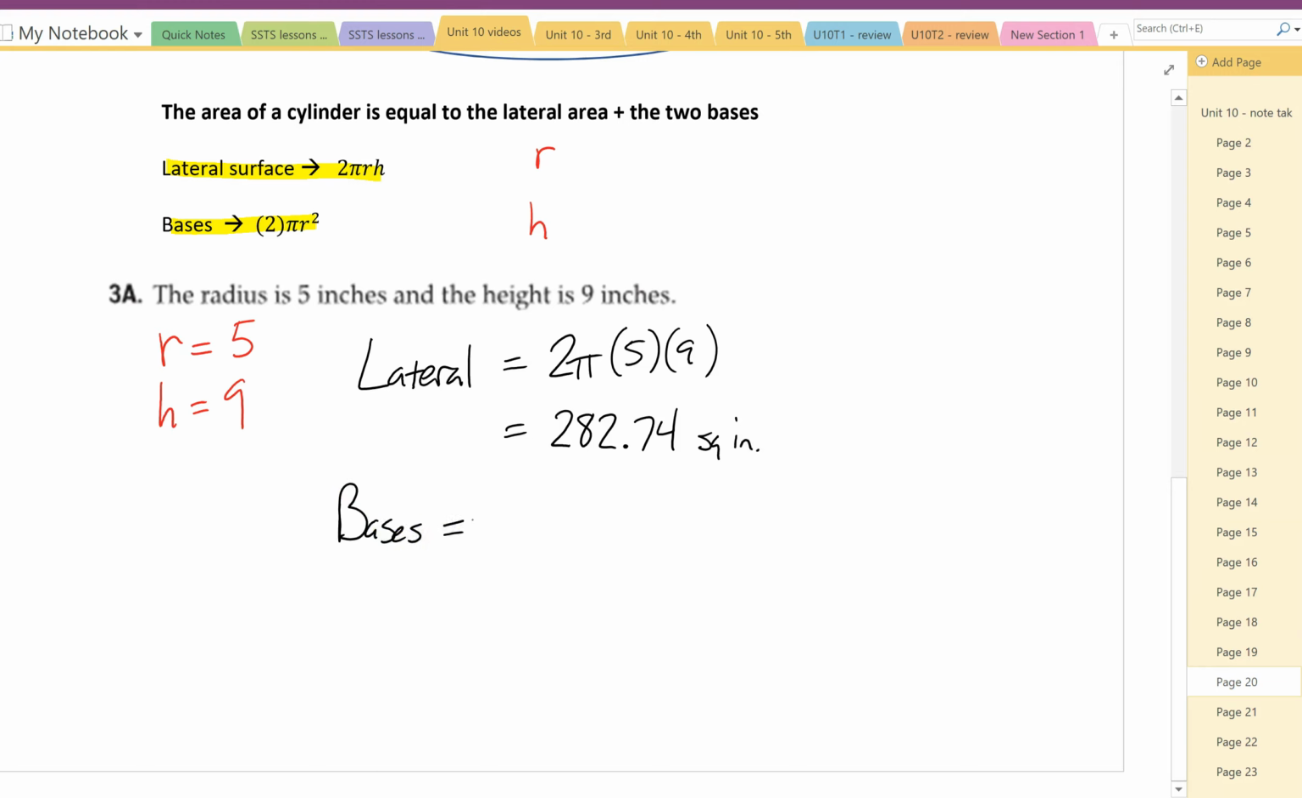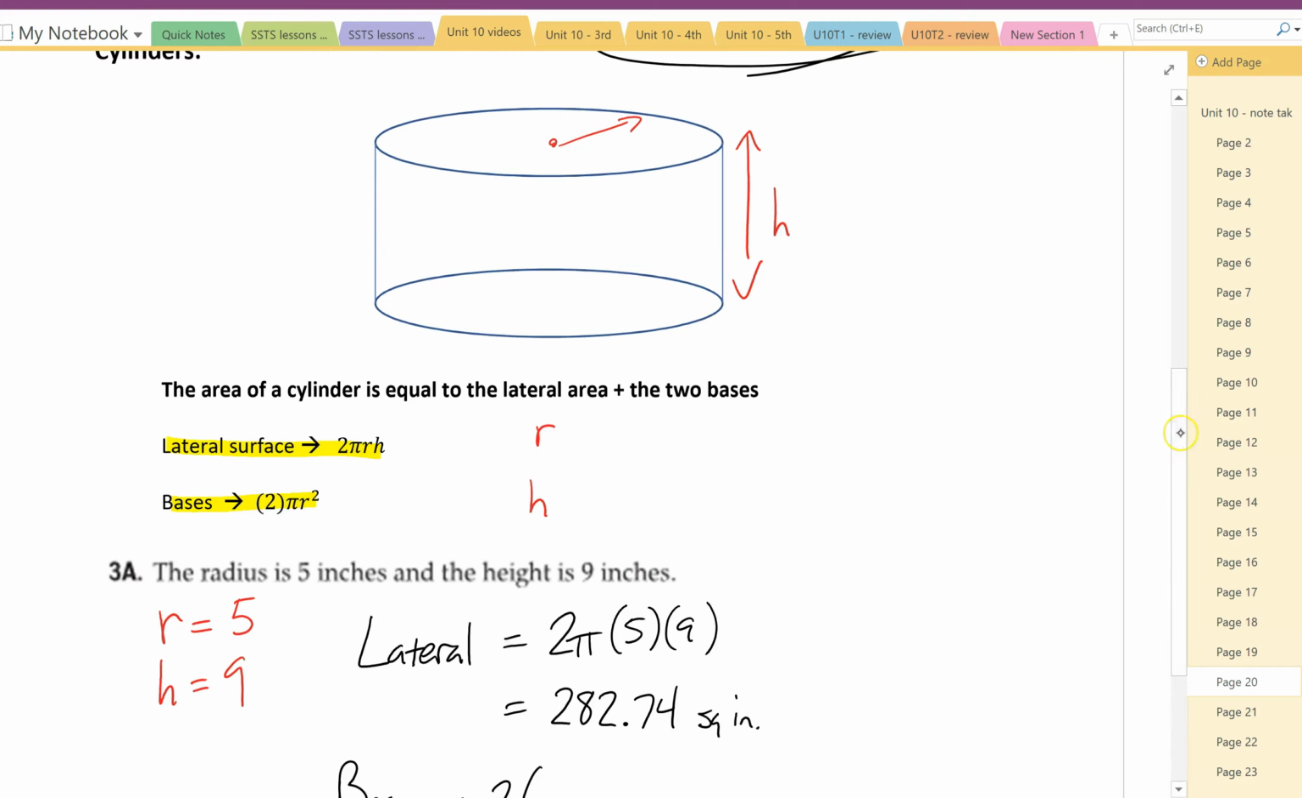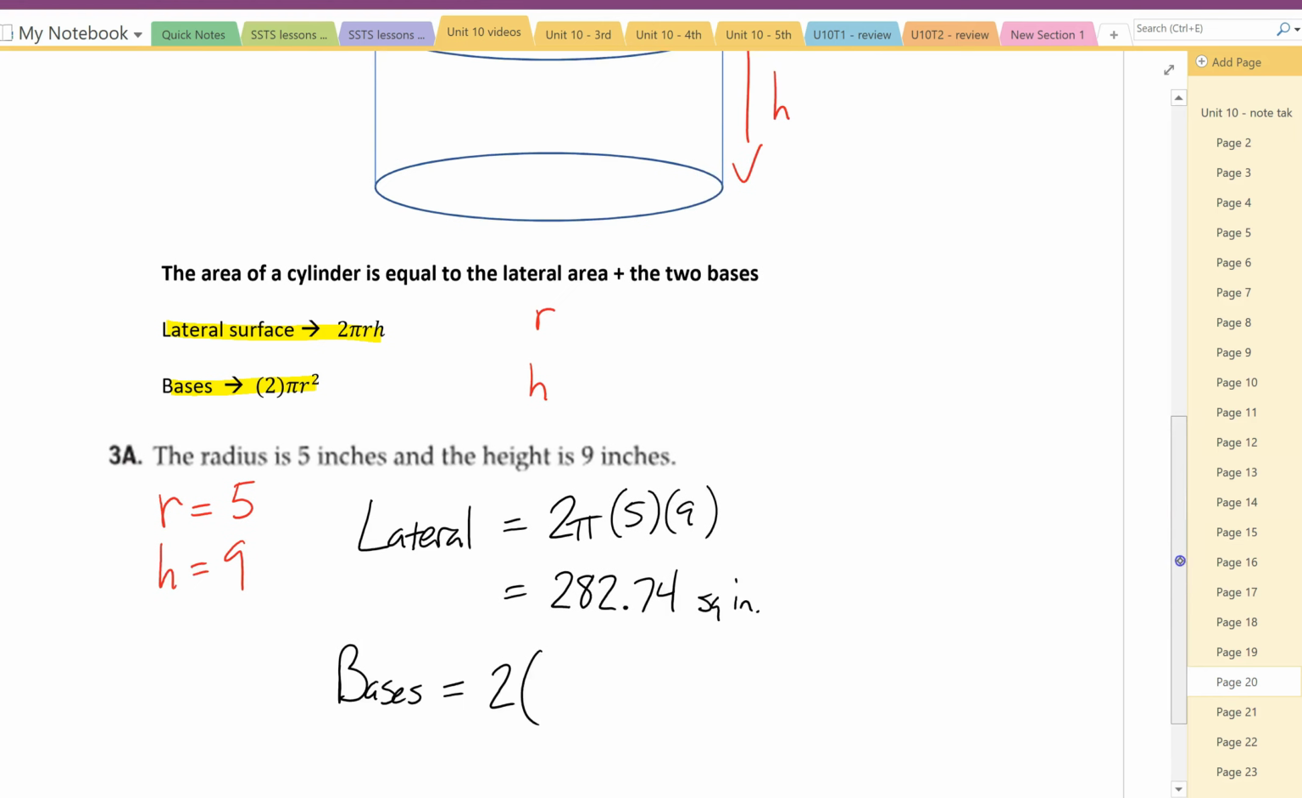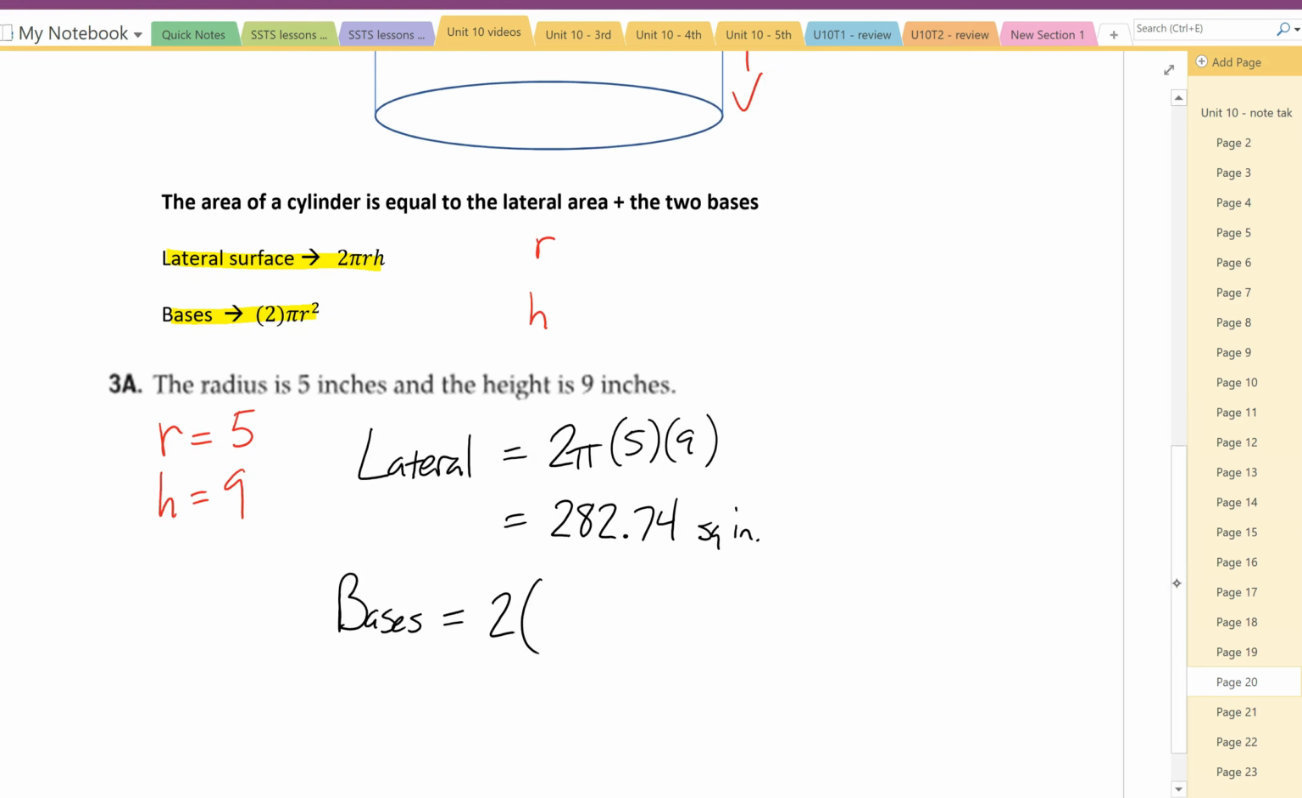Now I'm going to do the bases. So when I want the area of a circle, it's pi r squared, but since there are 2 bases, I'm just going to multiply by 2 right off the bat, right? I want the surface area of this circle on top, but I also want the surface area of this circle on the bottom. So rather than just doing pi r squared and then eventually doubling it, I'm just going to put a 2 there right from the beginning. So it's 2 times pi times whatever my radius is squared.